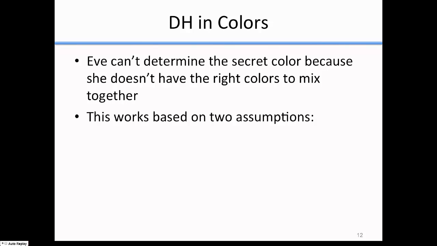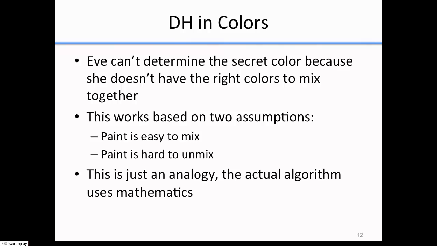This works based on two assumptions in the case of colors. We assume that paint is easy to mix, which is true, and we assume that paint is hard to unmix, which is also true. Because if I give you a bucket of paint and say, I mixed this from two other colors, I want you to figure out what the two other colors were, there's not much you can do with that. You're not going to be able to do it. So based on those two assumptions, Diffie-Hellman would work for colors. Now, this is just an analogy, because the actual Diffie-Hellman algorithm is not about colors. It uses mathematics.